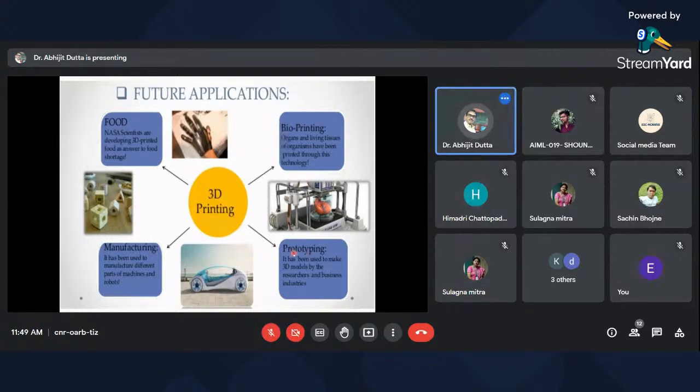Then prototyping has already been discussed. Prototyping is already carried out, from the very recent past, and in the near future it will be more widely used in research, business industries, and manufacturing technologies. We will simply print our required parts and robots. And these are the future applications. Obviously, this is a very growing industry in this section.